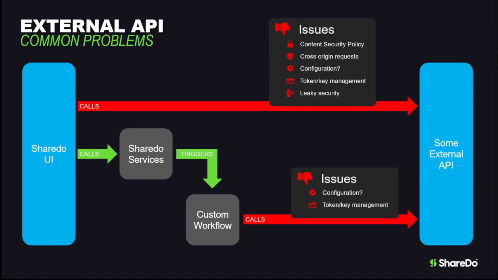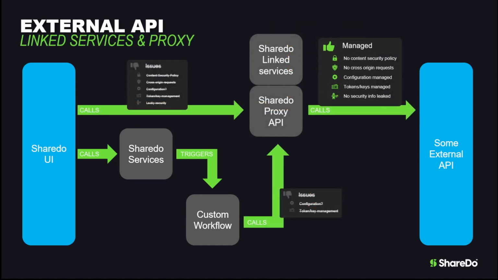So how do we solve these? In Sherdo, we've got some things that will help. We have something called the link services system. This is where you can register within Sherdo any external service with any type of authentication mechanism that we support out of the box.